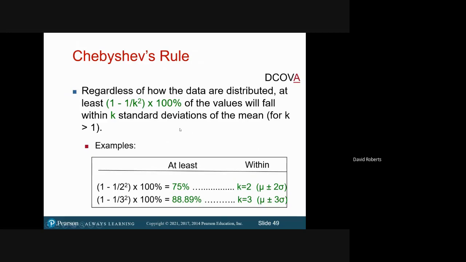Chebyshev's rule: the information does not have to be normally distributed. And so it has a slightly different formula. It uses K for the number of standard deviations. So for 2 standard deviations, you can see the formula is 1 minus 1 divided by K squared, and then you turn it into a percentage. So 2 standard deviations would be 1 divided by 4, which is 0.25. Subtract that from 1, you get 75%. So it's a little more conservative. If you're not sure that your data is normally distributed, then you would use Chebyshev.